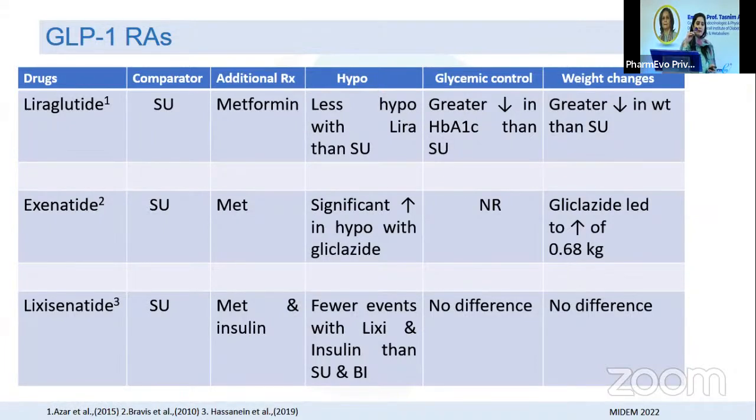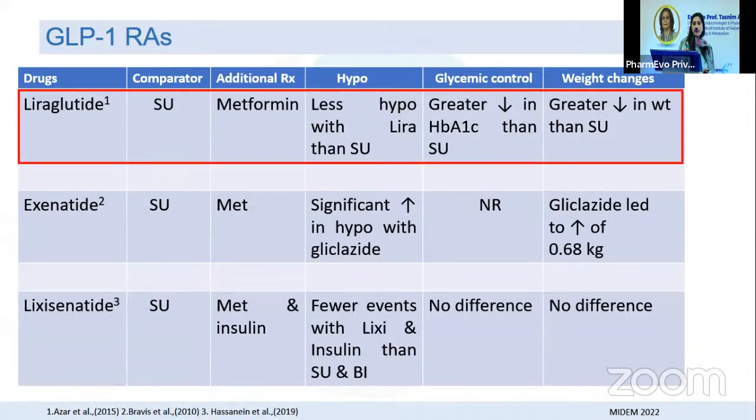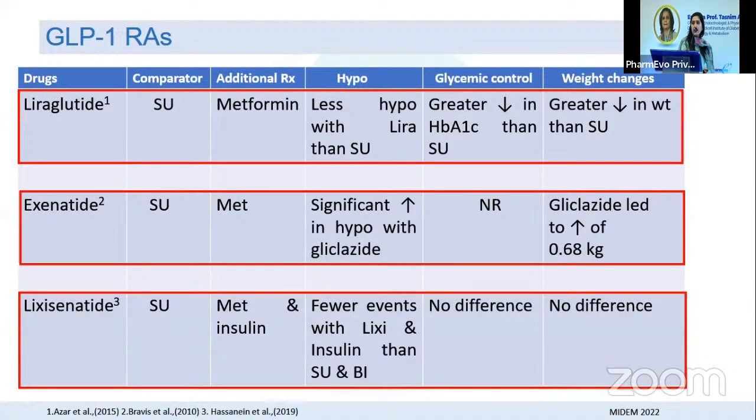Exenatide was compared again with gliclazide, and it led to a weight increase of 0.68 in the gliclazide arm. However, lixisenatide, when it was compared with sulfonylurea, while patients were already taking metformin and insulin, fewer events were seen with lixisenatide and insulin than with insulin and sulfonylurea. However, there was no difference in HbA1c and weight change. So just to emphasize, with GLP-1 agonists, if appropriately dose titrated before Ramzan, the risk of hypo is low.